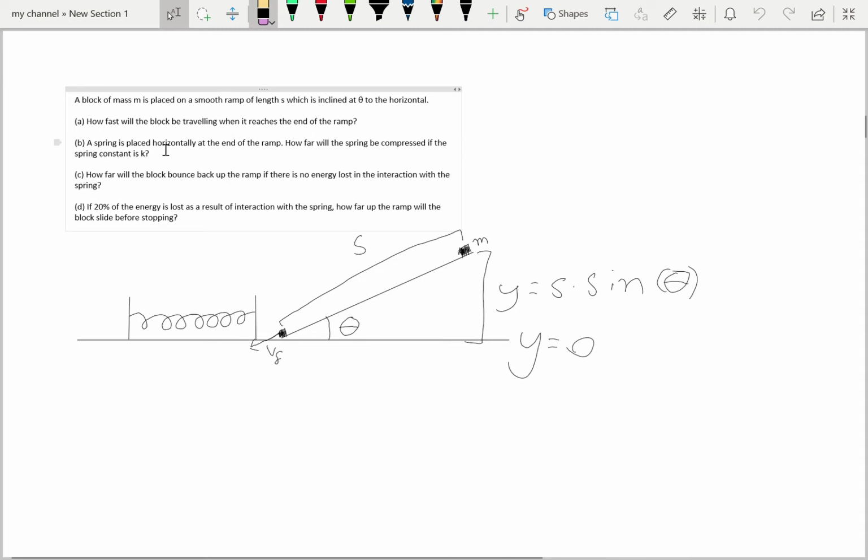A spring is placed horizontally at the end of the ramp. How far will the spring be compressed if the spring constant is k? How far will the block bounce back up the ramp if there is no energy lost in the interaction with the spring? If 20% of the energy is lost as a result of interaction with the spring, how far up the ramp will the block slide before stopping?